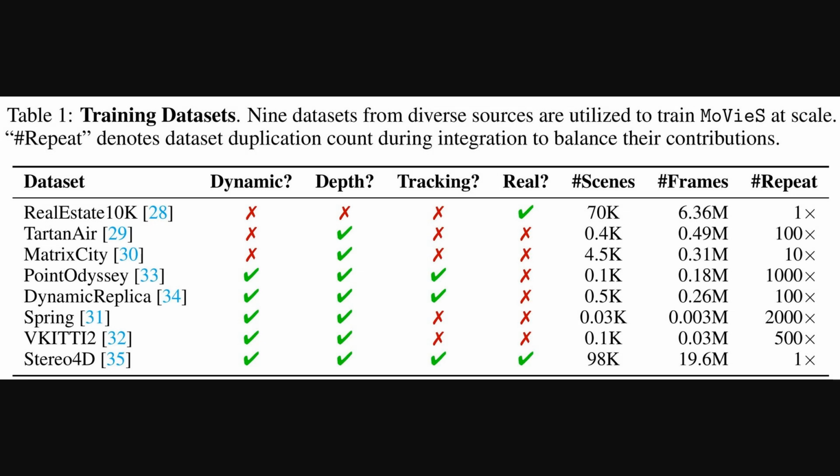Okay, so for a model with these specialized heads to work well, it needs to be trained on a really diverse set of data. This table shows exactly what the authors used. They combined 9 different datasets, mixing static scenes from places like RealEstate10K with dynamic, motion-focused data. What's really interesting is the repeat column. To make sure the model doesn't just get good at the biggest datasets, they duplicate the smaller ones, sometimes thousands of times. This balanced, large-scale training is what enables its impressive speed and flexibility across so many different scenarios.